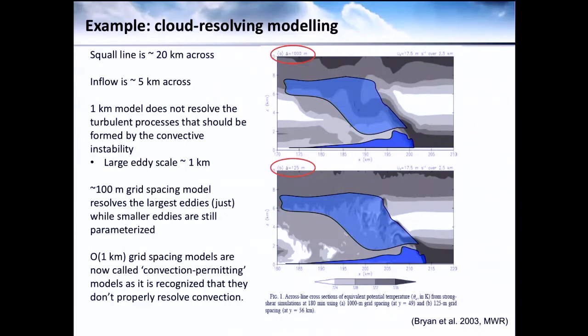Right, so here's a cross-section through a squall line. I've marked on the cloud there. Here's the cloud and here's the cold pool.